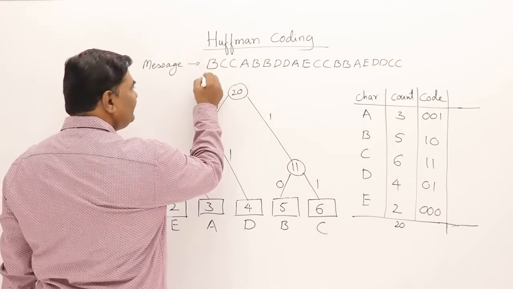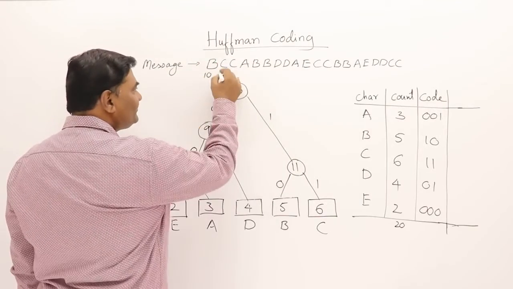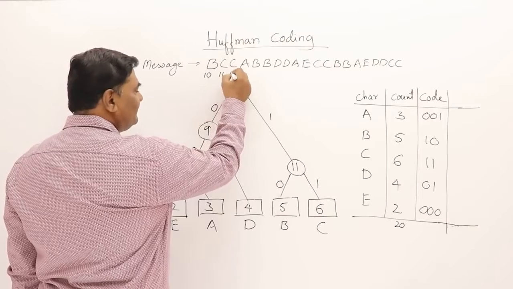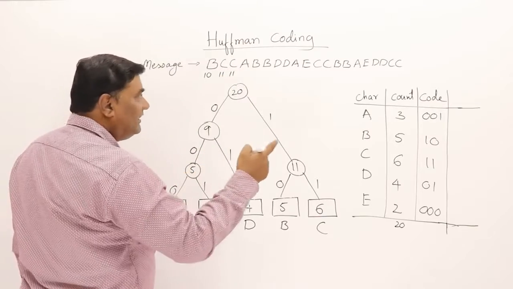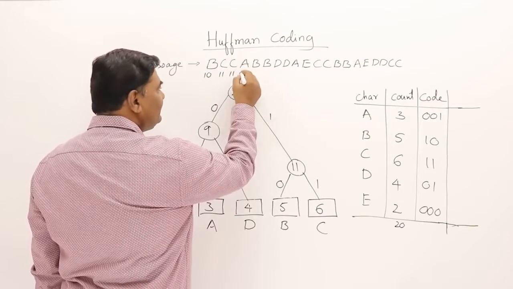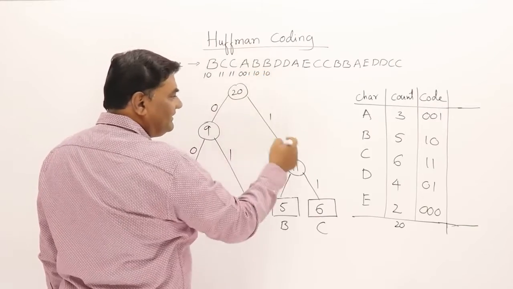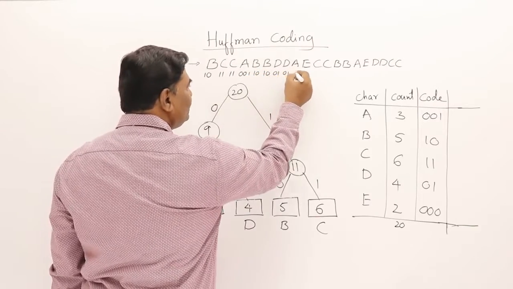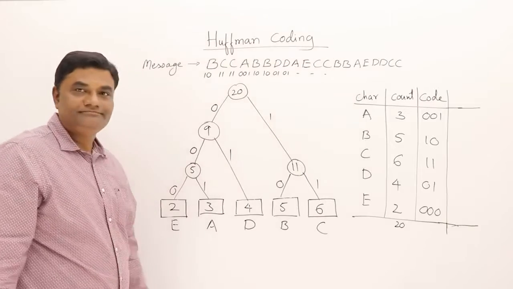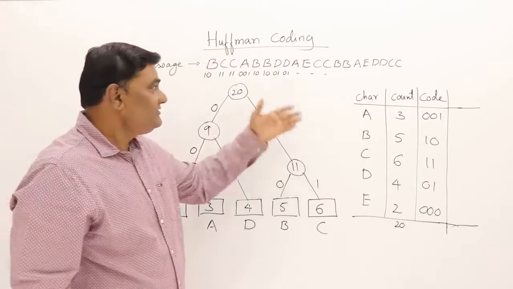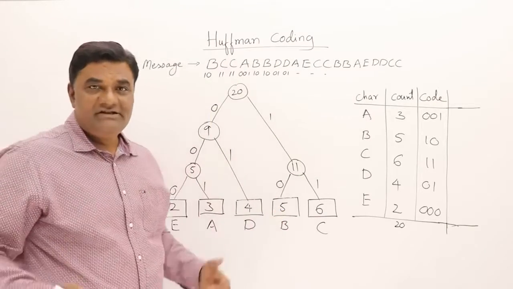Like B is 1, 0. C is how much? 1, 1. And A is 0, 0, 1. B is 1, 0. And D is 0, 1, 0, 1. If I use these codes, what will be the size of my message?